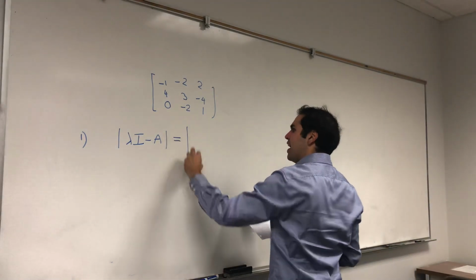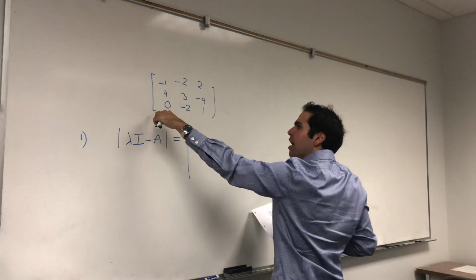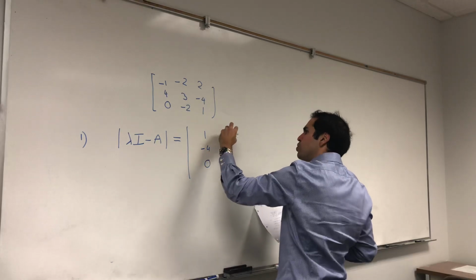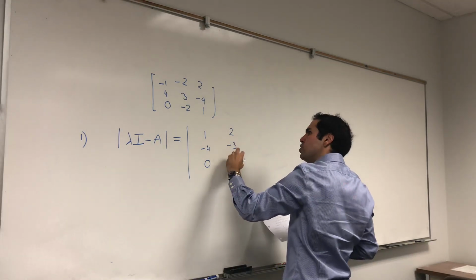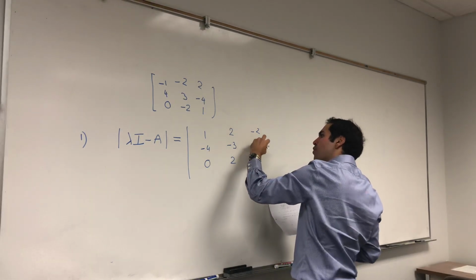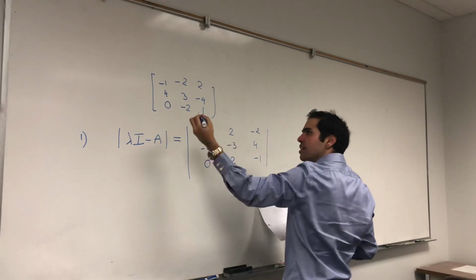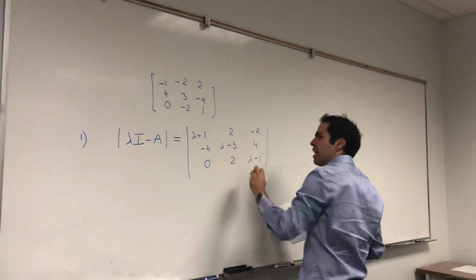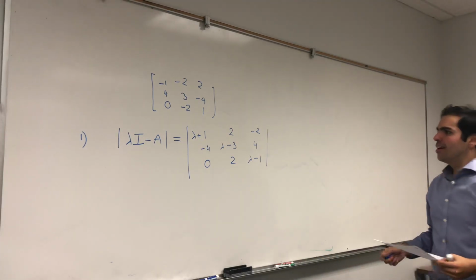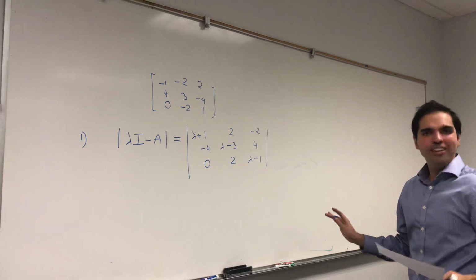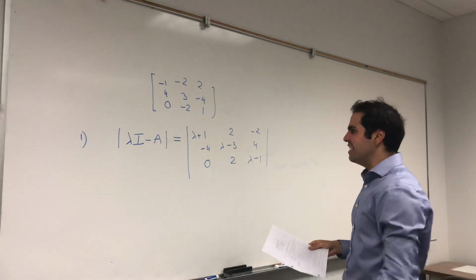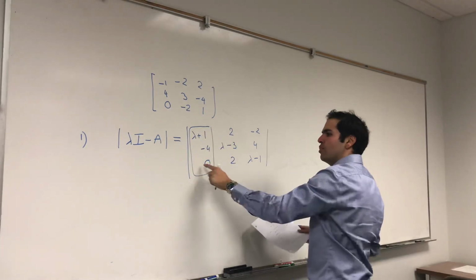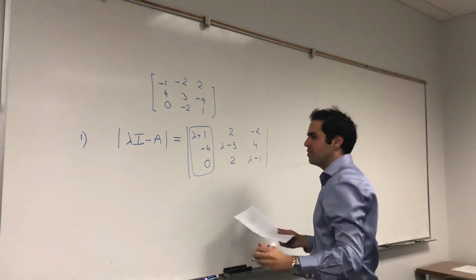So, to do that, again, you do minus A. So like 1, minus 4, 0, 2, minus 3, 2, and minus 2, 4, minus 1. And on the diagonals, you just put lambda. So lambda plus 1, lambda, and lambda. And you might be tempted to do row reduction. Very bad idea. Instead, let's just use a cofactor expansion. So, zeros are your good friends. So let's do that here.